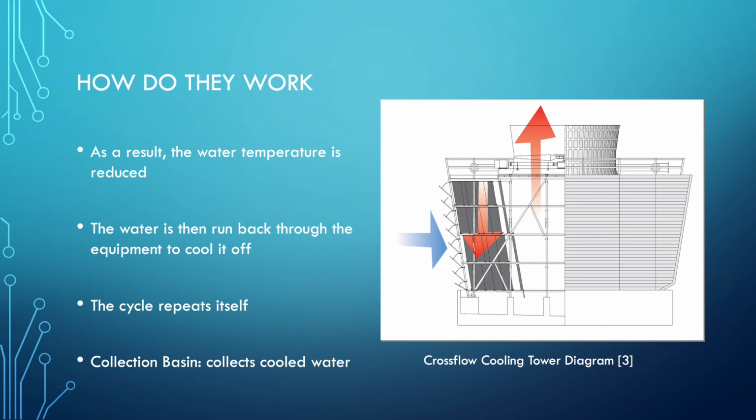What is the main process we're trying to do here? The hot water comes in, interacts with the air, and then collects in a cold water basin at the bottom, and then runs back through the system, and then the cycle just repeats itself. So what you're trying to do is cool the water. You want that water to cool off so it can eventually go cool off the rest of the buildings or systems it needs to.